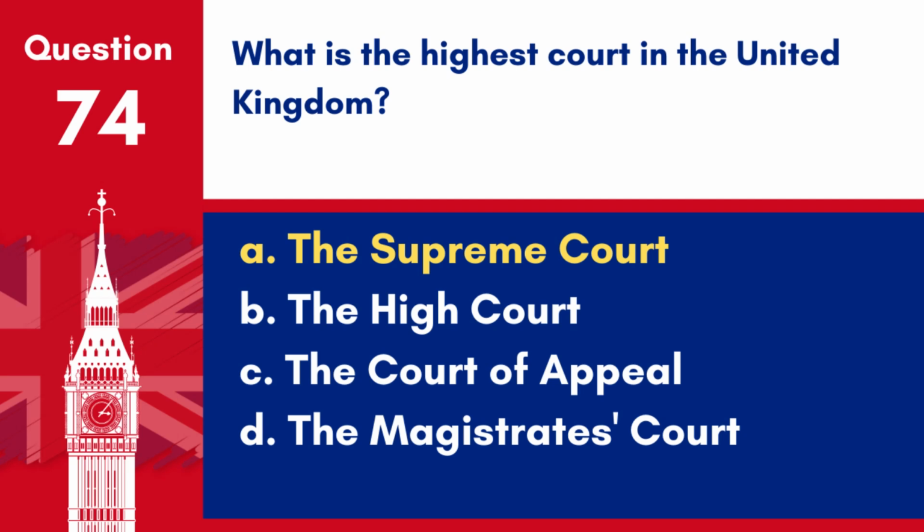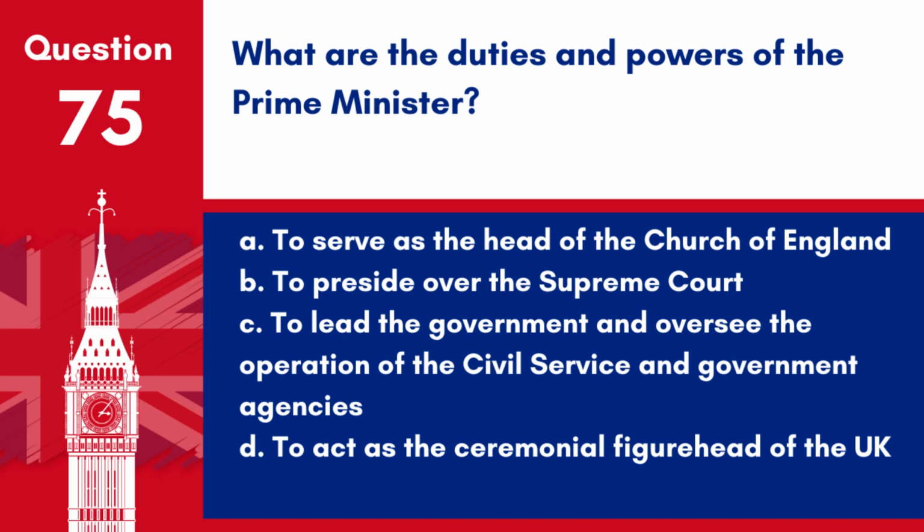Question 75. What are the duties and powers of the Prime Minister? A. To serve as the head of the Church of England. B. To preside over the Supreme Court. C. To lead the government and oversee the operation of the civil service and government agencies. D. To act as the ceremonial figurehead of the UK.